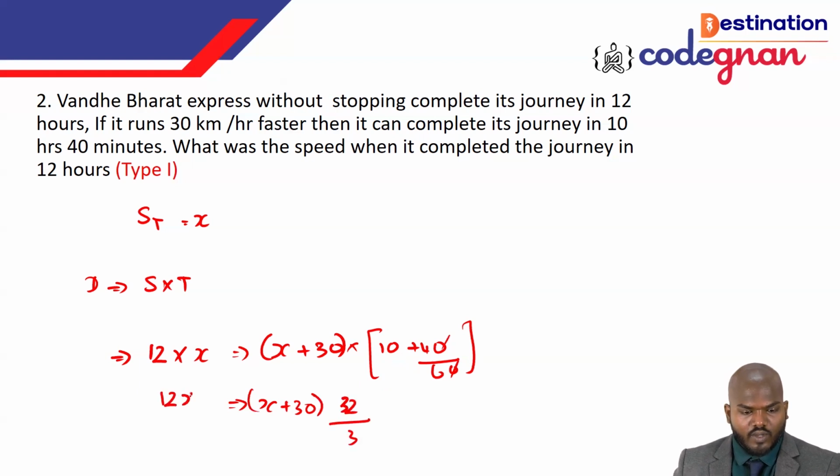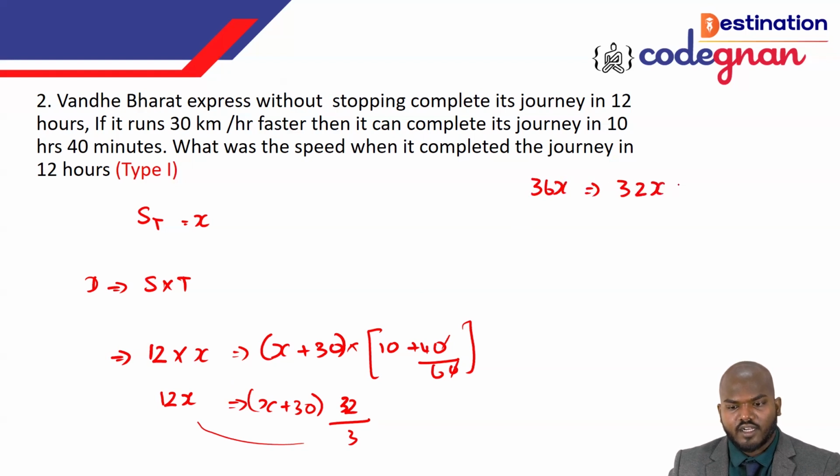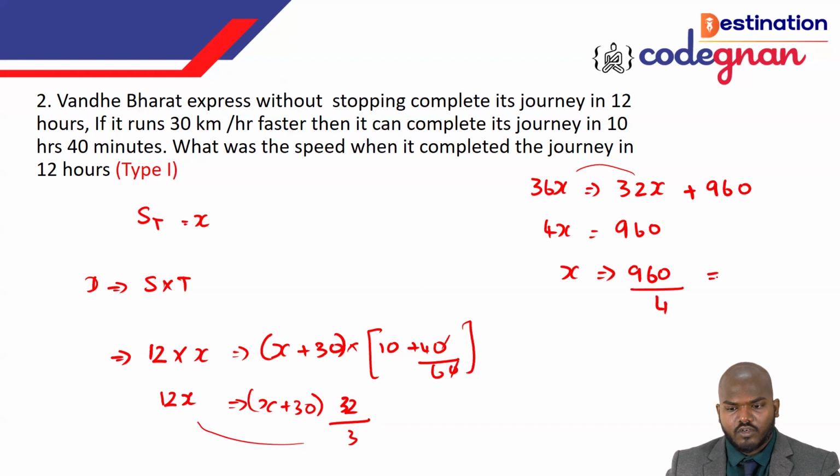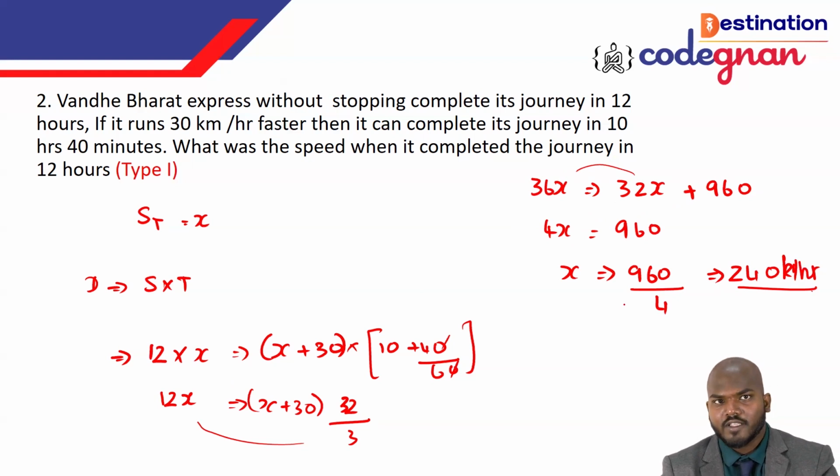And you have the 12x here. If you take the value to this side, it will be 36x, and here you will take out 32x plus 960. We can take the value to this side. It will give you 4x is equal to 960, and x you can call as 960 over 4, which is 240 kilometers per hour. This is the final answer of this particular question. So this is how you can find out the speed of the train.